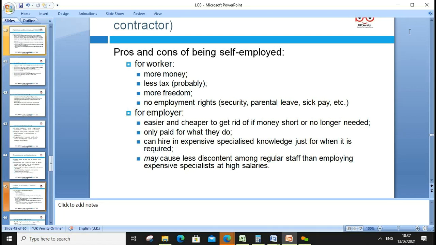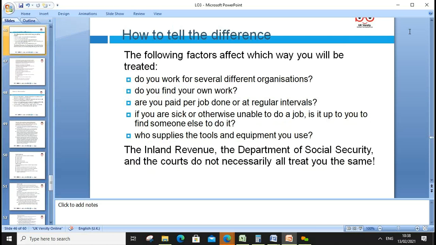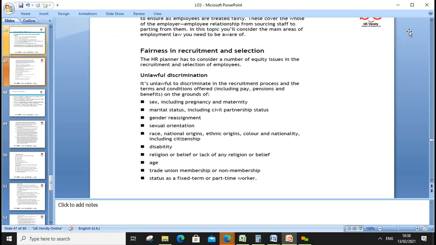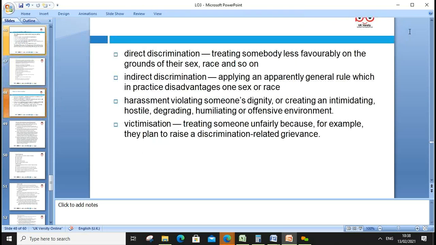Pros and cons of being self-employed. Yes, if you're self-employed, of course, no holidays, and you have to look after your own taxes and things. So that's the key difference between employed and self-employed. How to tell the differences? Yes, the following factors affect how you are treated. Do you work for several different organizations? Do you find your own work? Yes, you can answer these questions.